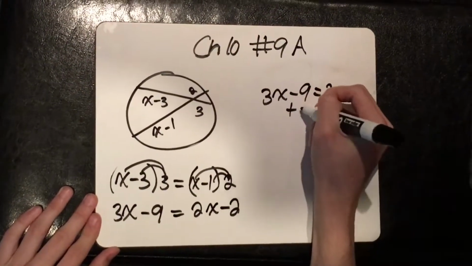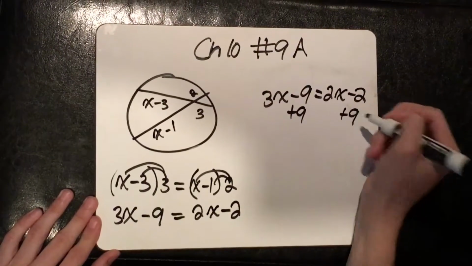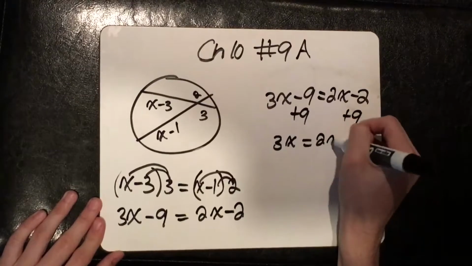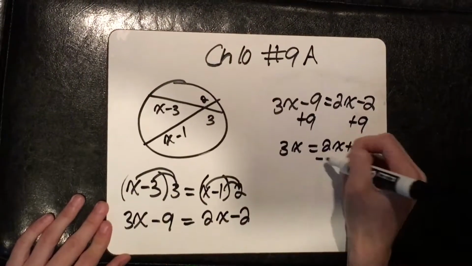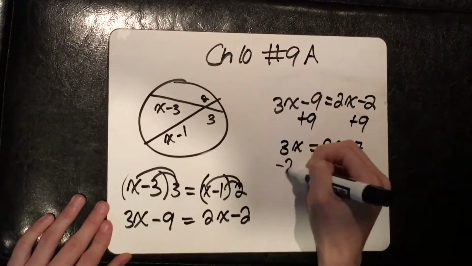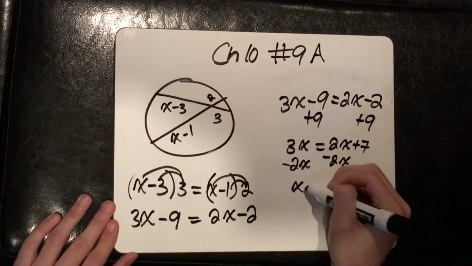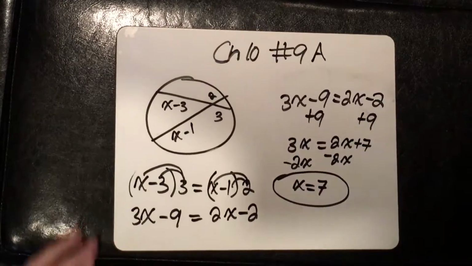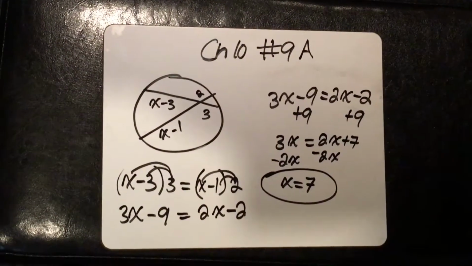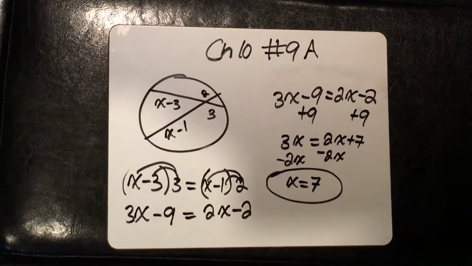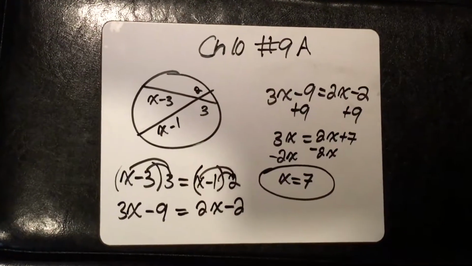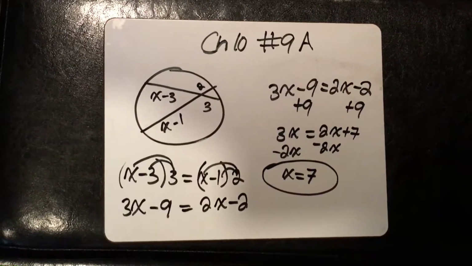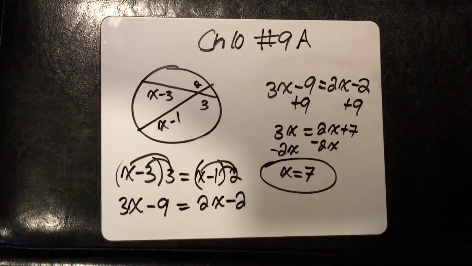I'm just going to move this up here. And then from there we can just continue to solve, so plus 9 on both sides. 3x equals 2x plus 7, and then minus 2x, and x equals 7. So the answer to this problem is ultimately x equals 7. And that is how you solve a chord power theorem, and that is how you solve Chapter 10, Number 9, Form A.